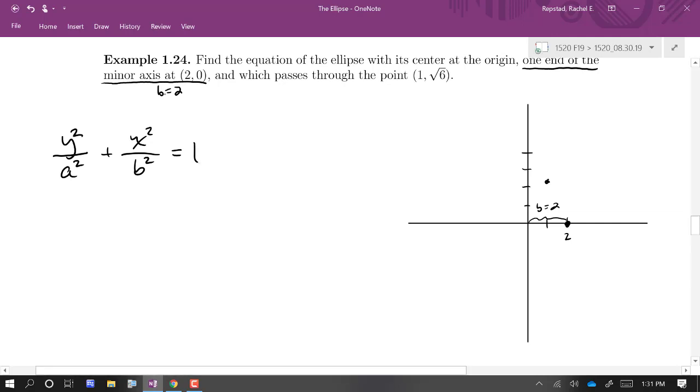So we know that B is 2. I'm going to go ahead and throw that in first. So y squared over a squared plus x squared over 4 is equal to 1. And the only thing we need in order to solve this is to figure out what a squared is.